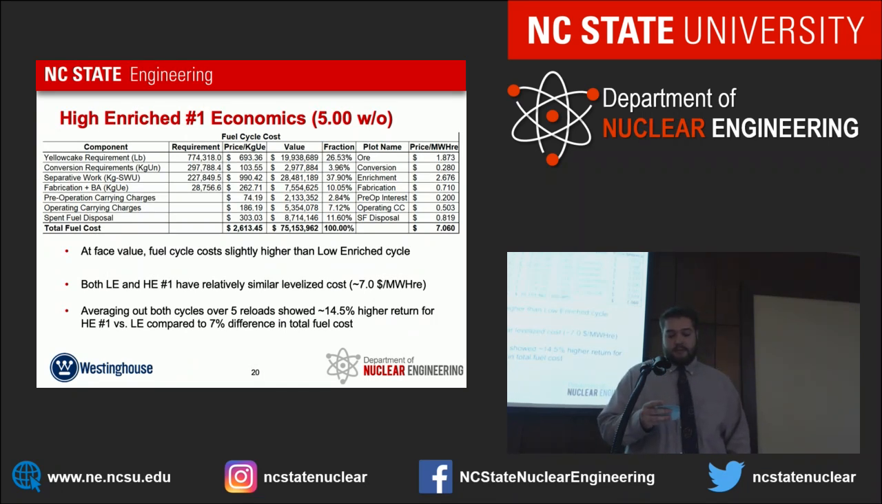Our first high enriched pattern, naturally, increasing enrichment entails an increase in ore cost and enrichment cost. And taking that into account, we only increased by $5 million for a fuel cycle cost. But that extra 70 effective full power days means that our levelized cost is about the same. Initially, this doesn't look super appealing. Why would I pay more for the same price per? The whole point in buying in bulk is to save money. But if you extend this practice over a handful of cycles, you end up seeing a higher return, basically, compared to what the fuel cost you're putting in.